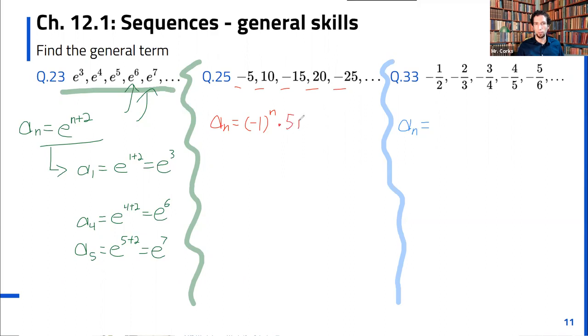Times 5n. Okay, so we saw this in the earlier examples. So let's just focus on the 5n part. When n is 1, this is 5. When n is 2, this is 10. When n is 3, this is 15, 4, 20. Okay, looks like it's working out and it will rebuild the sequence.